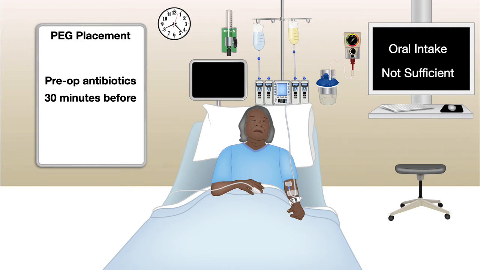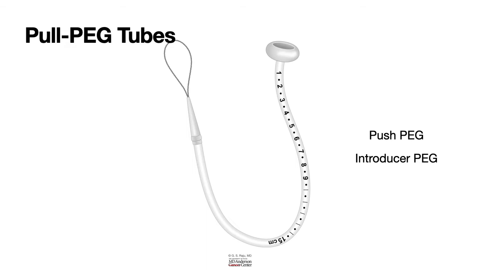When it comes to PEG tube placement, there are several different varieties. Here you see a pull PEG tube. This is pulled out of the stomach with the help of a wire that is attached to the loop that you see, or a push PEG tube that is placed over a guide wire and slid over the guide wire, or an introducer PEG tube where a track is made between the stomach and the abdominal wall, and then the PEG tube is introduced from the skin into the stomach.